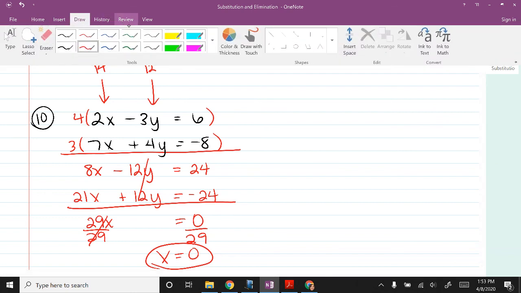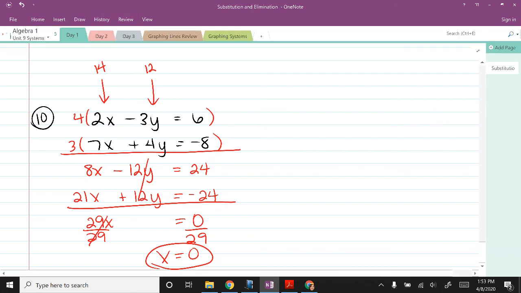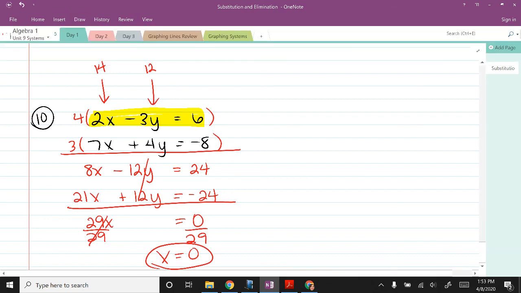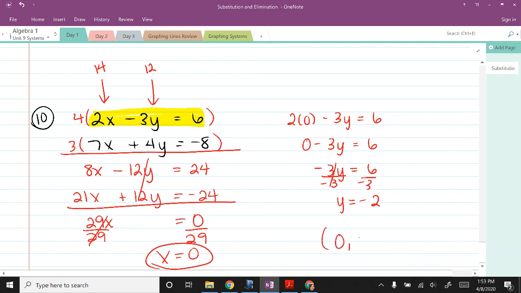All right, so now I'm going to plug that into one of the originals. I'm just going to use the top one because the numbers are slightly smaller. Not really a big difference in this one. So they have an x, I'm going to plug 0 in. So 2 times 0 minus 3y equals 6. Well, 2 times 0 is 0. So that's just -3y equals 6. Divide by -3, and y equals -2. So x and y, my ordered pair is 0, -2.